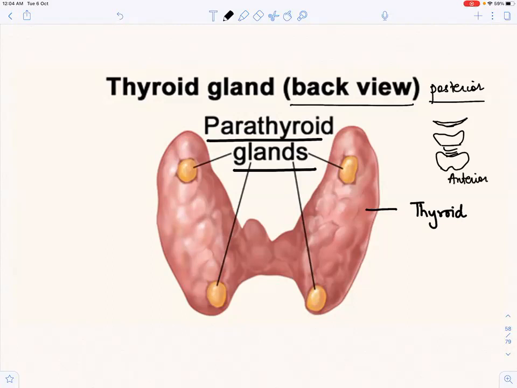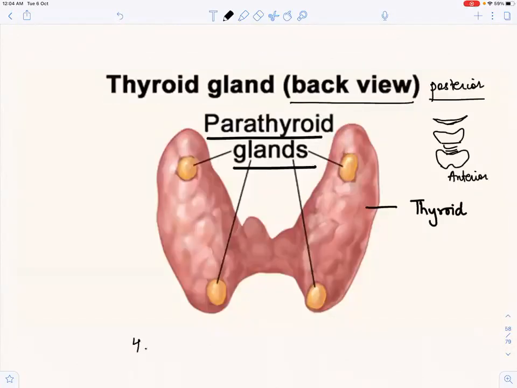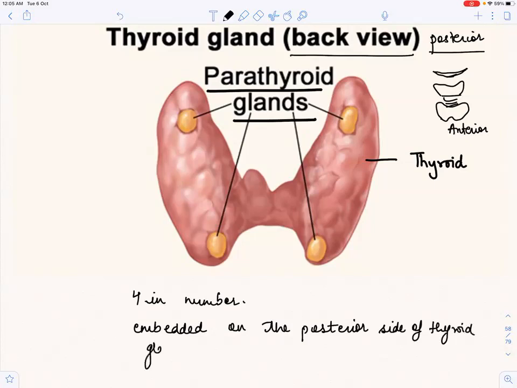So basically parathyroid glands are four in number, and they are embedded. These are embedded where? On the posterior side of the thyroid gland, right? On the posterior side of the thyroid gland. So this is one important thing you have to know, and this is telling you the location. Whenever we do an organ, we do the location. If you have been following my videos, you know it.